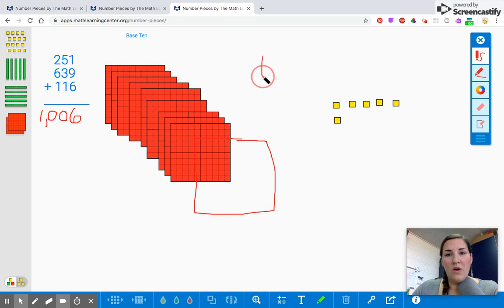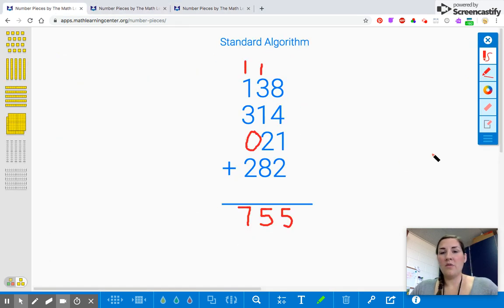You could also use drawings for this as well, like I did in the end when I ran out of space. But the idea is to have multiple strategies to help you so that you can solve them and check your work to make sure that you are correct.